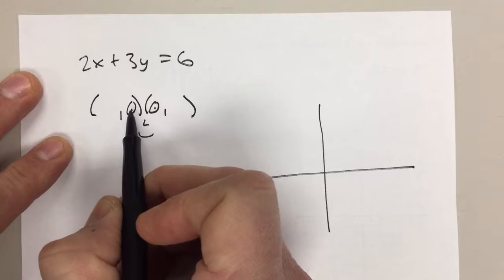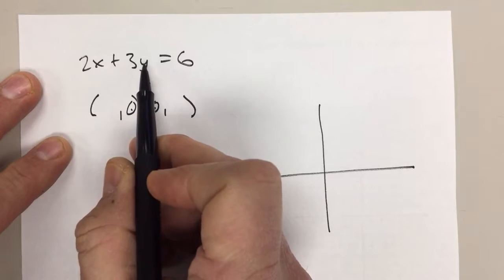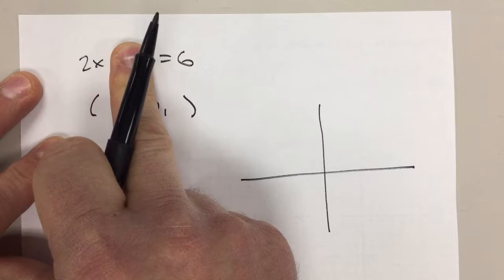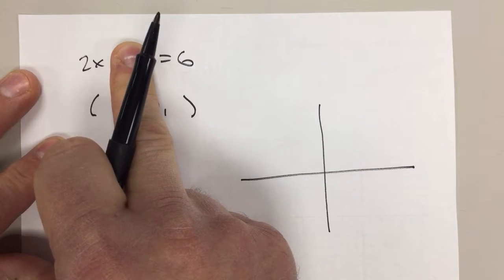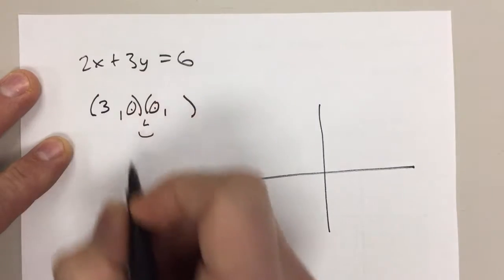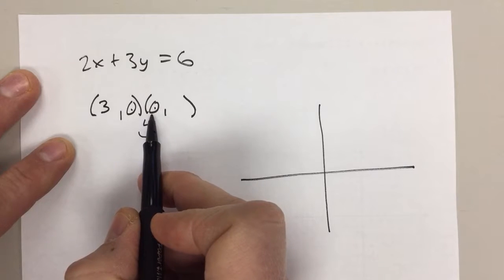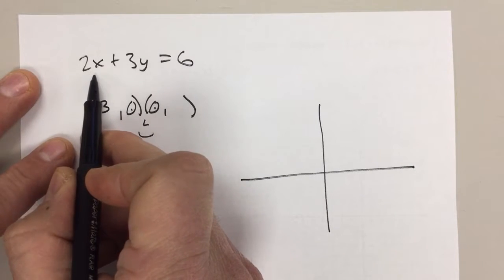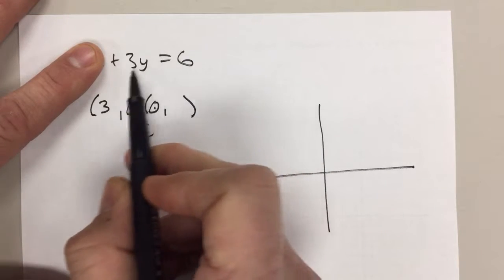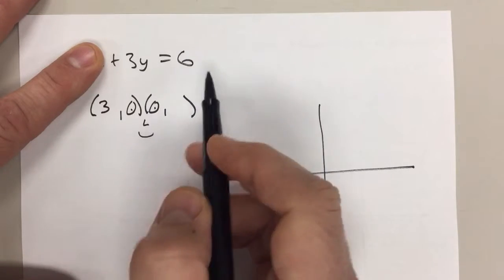This 0 is a y, so we plug it in here, which makes the 3y cancel out. I end up with 2x equals 6, divide both sides by 2, so x would be 6 divided by 2, or 3. This 0 is in the x position, so I plug it in for this x, making that disappear. And now I divide both sides by 3. 6 divided by 3 is a 2.